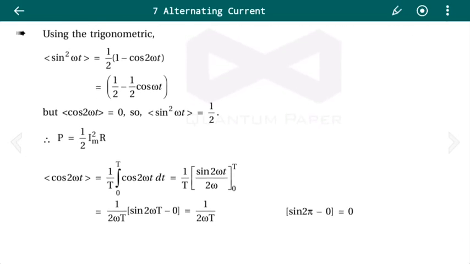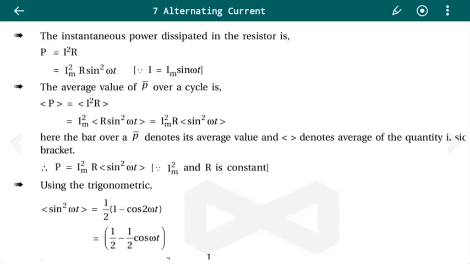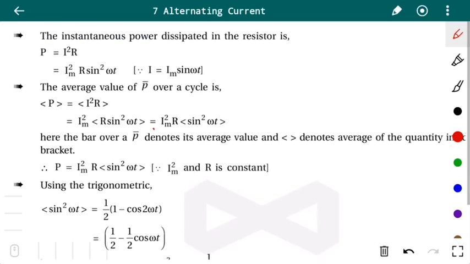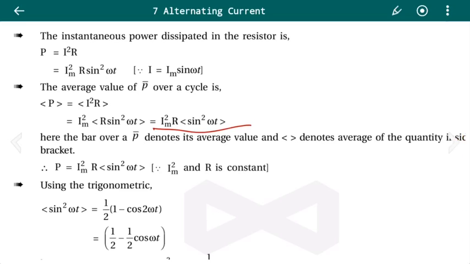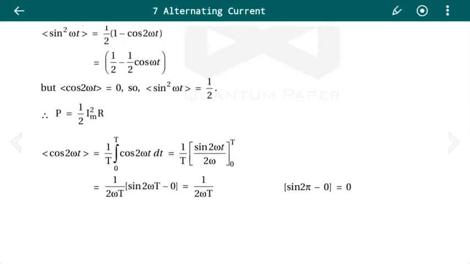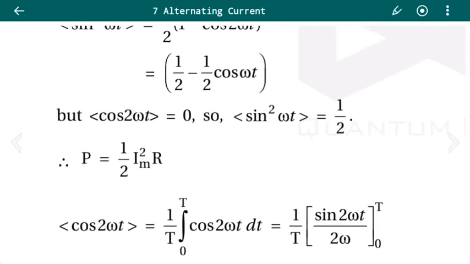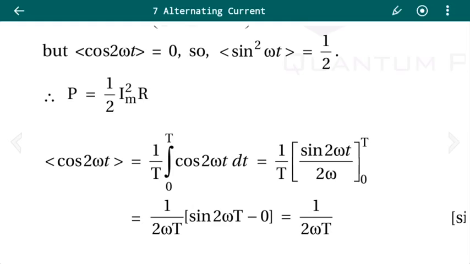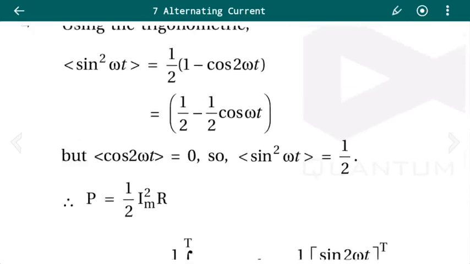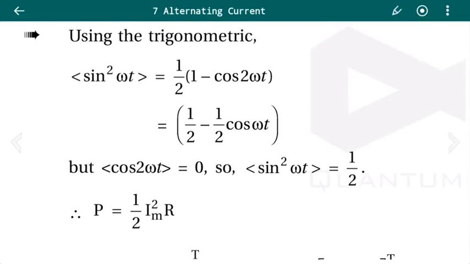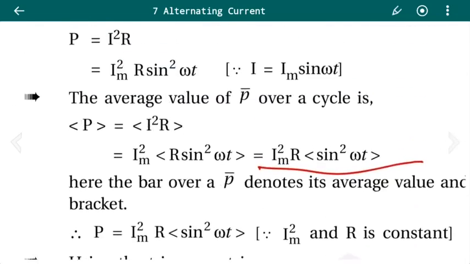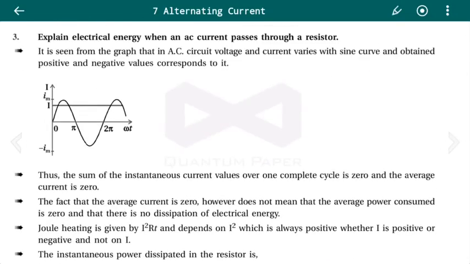So now substituting that in this equation of average power, because average power is equal to Im square R average of sine square omega t, and we know the average of sine square omega t is half. Writing that, we get P equals half Im square into R. So we get the value of this average power. So students, you may note down this theory.